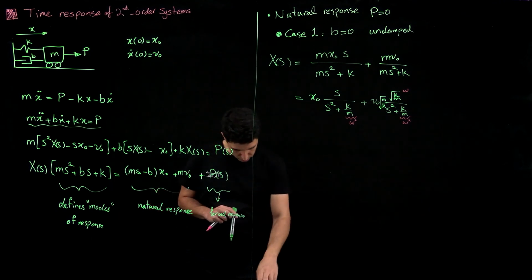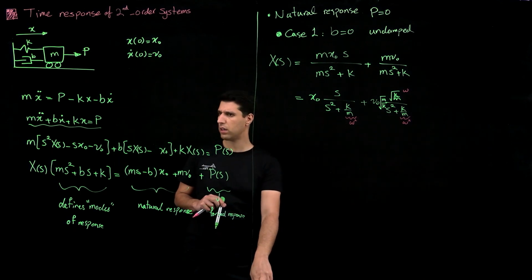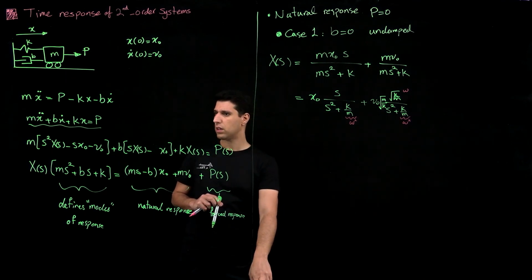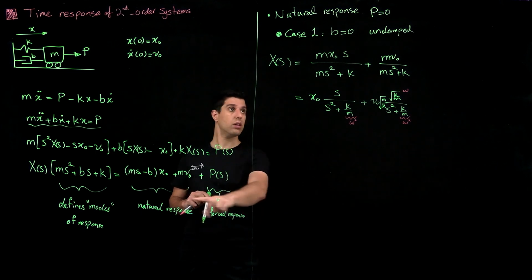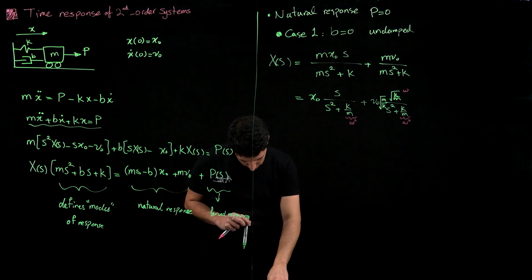Let me just double check I'm doing things right. I am not. Am I? m v. I think so. Then why did I write it wrong here?